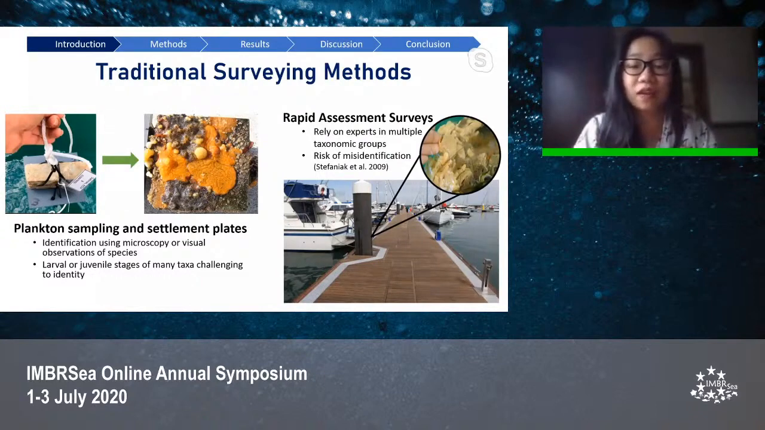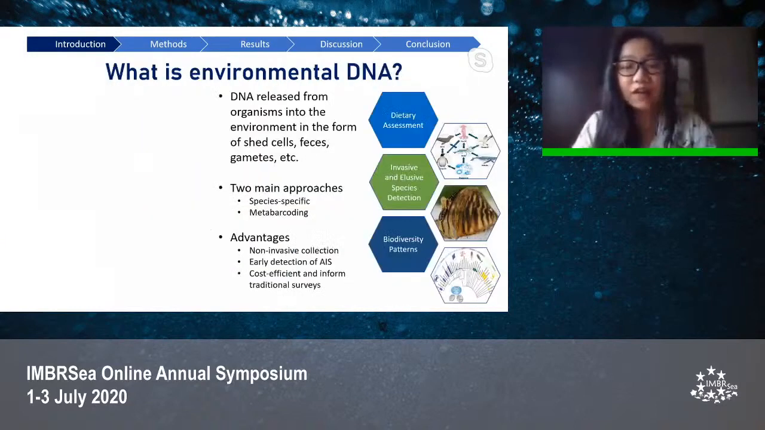And the gaps in these traditional surveying methods are pushing researchers to rapidly develop novel methods for use in surveillance and monitoring programs. An emerging approach that has proven to be effective is the use of environmental DNA. So environmental DNA, or eDNA, is DNA basically released from organisms into the environment in the form of shed cells, feces, gametes, etc. And it's collected from samples such as soil, air, and water.